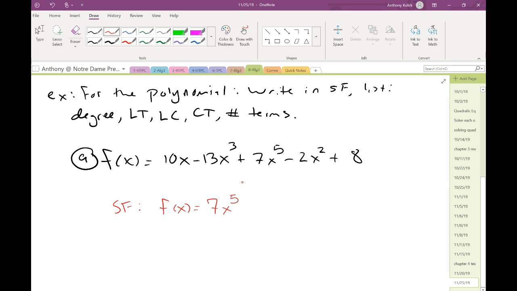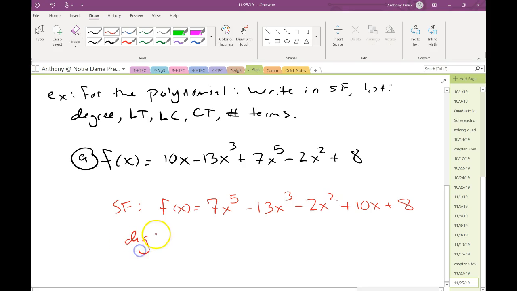Okay, then what? Very good, negative 13x to the third. And then negative 2x squared, and then 10x, and then obviously the plus 8 is the only thing left, so that has to be last. This is standard form where we've just written the exponents from biggest to smallest. Everybody's good with that? Okay.